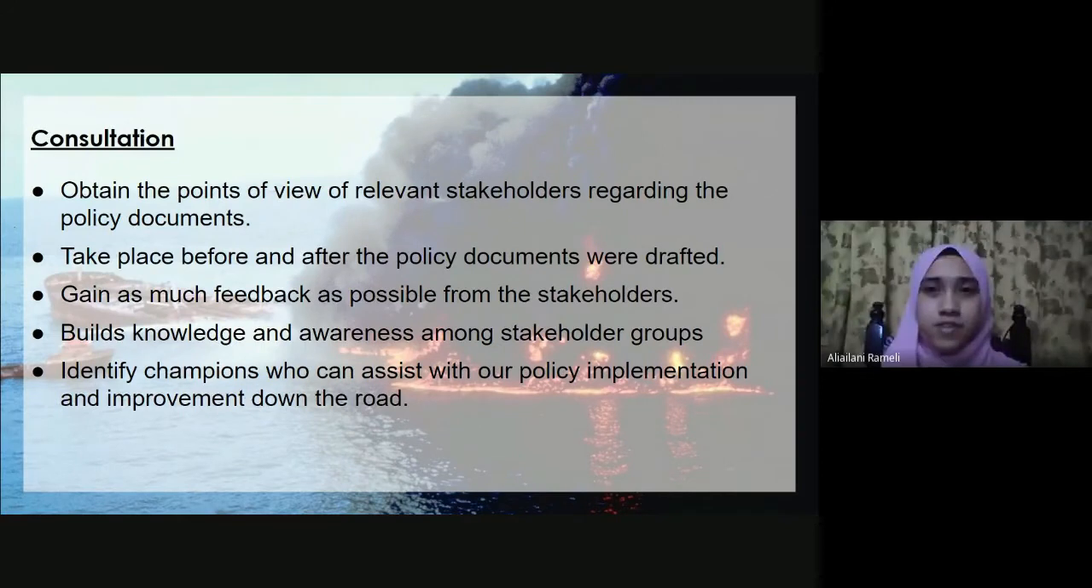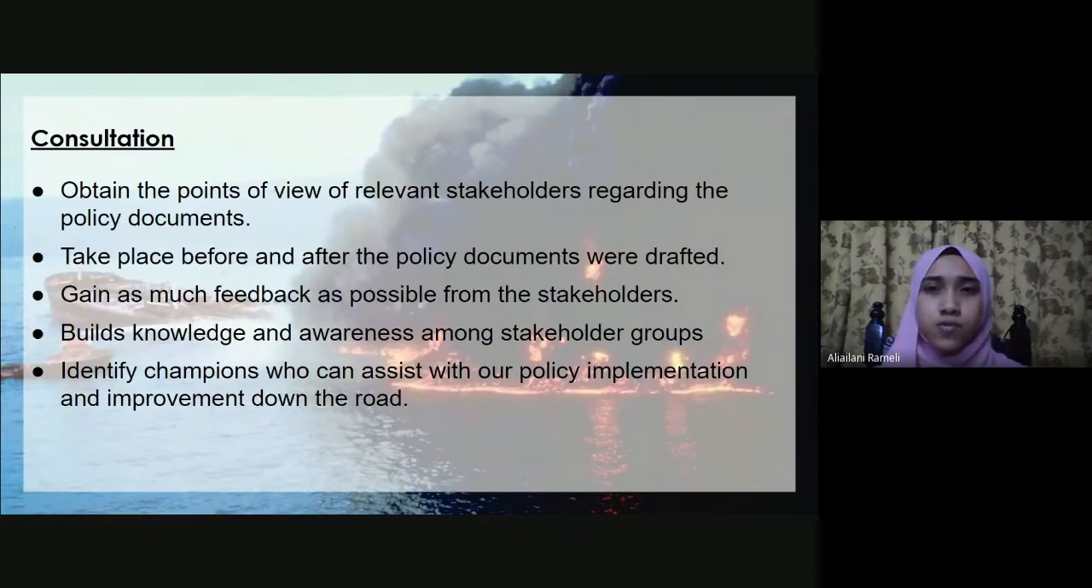The next step is consultation. Consultation is important to obtain the points of view of relevant stakeholders regarding the policy documents. It takes place before and after the policy documents are drafted.